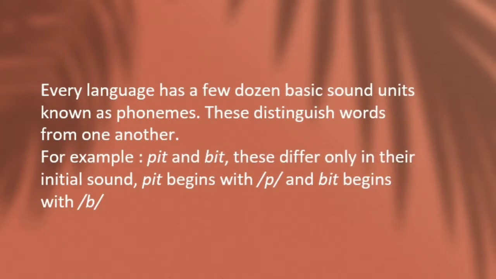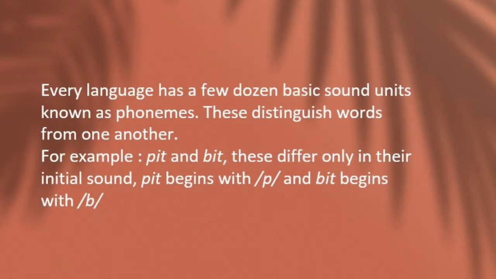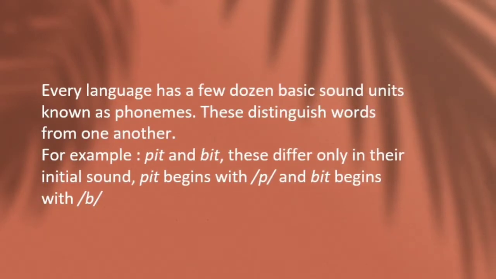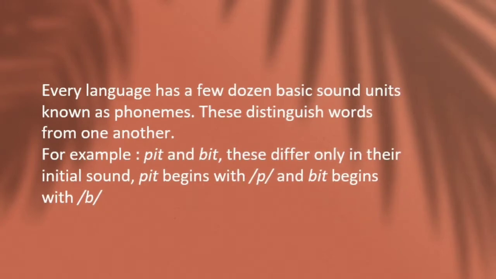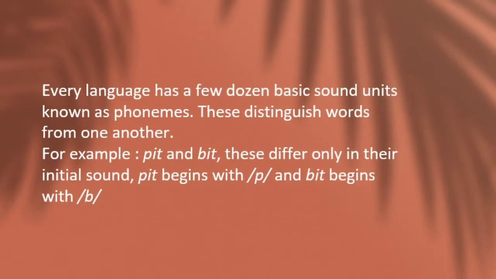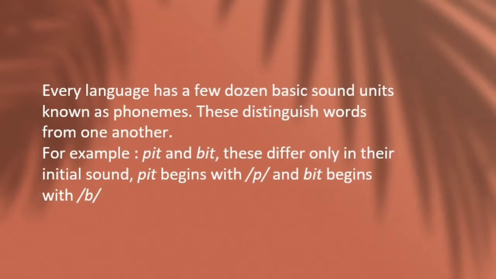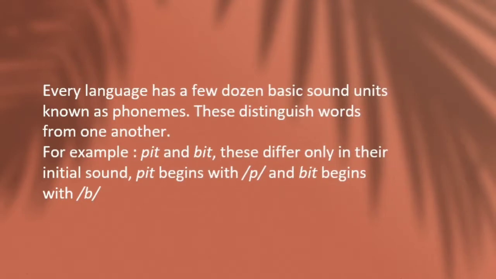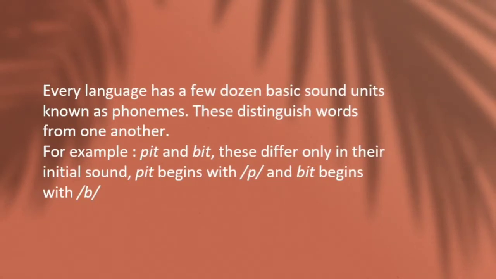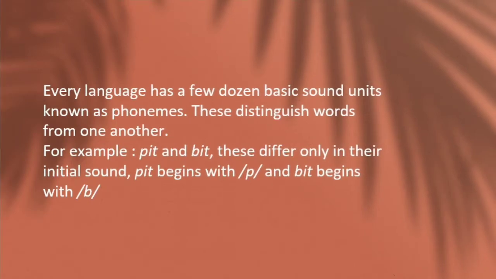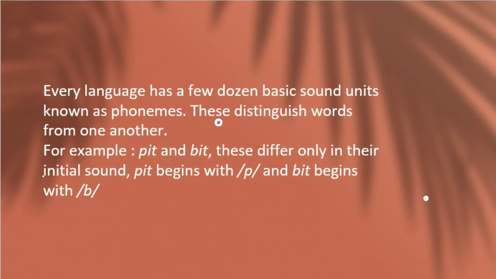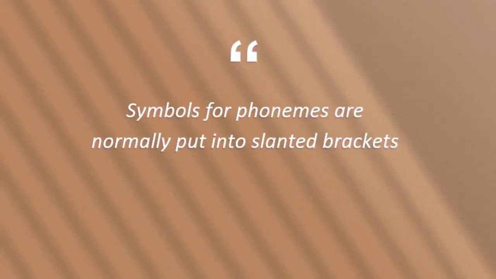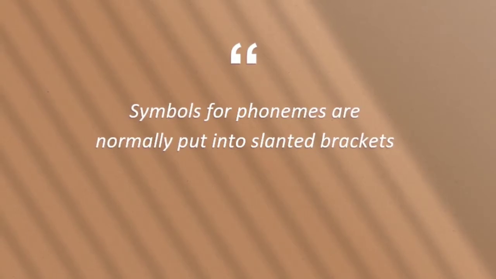For another example, the words pet and pit. These differ only in the vowel. Once again, this is the smallest amount by which these two words could differ. Pairs of words such as pit and beat, pit and pet, which differ by only one phoneme, are known as minimal pairs. And a way to identify the phonemes of any language is to look for minimal pairs. The symbols for phonemes are normally put into slanted brackets.